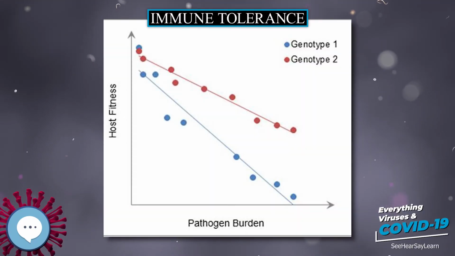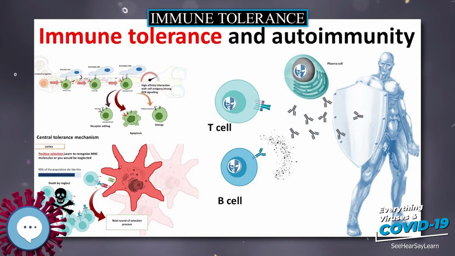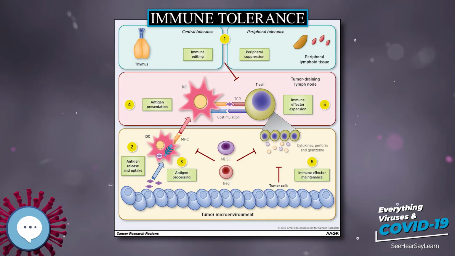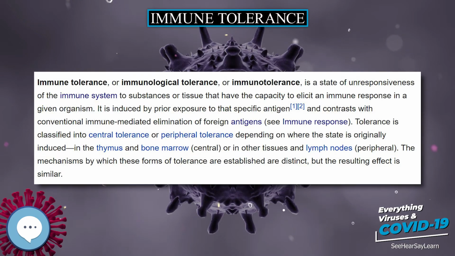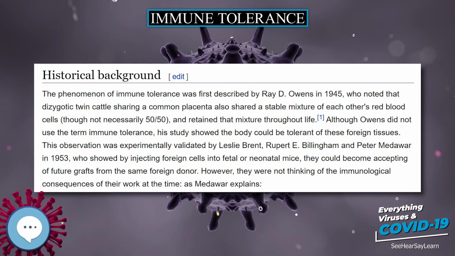Immune tolerance. Immune tolerance, or immunological tolerance, or immunotolerance, is a state of unresponsiveness of the immune system to substances or tissue that have the capacity to elicit an immune response in a given organism. It is induced by prior exposure to that specific antigen and contrasts with conventional immune-mediated elimination of foreign antigens, see immune response.